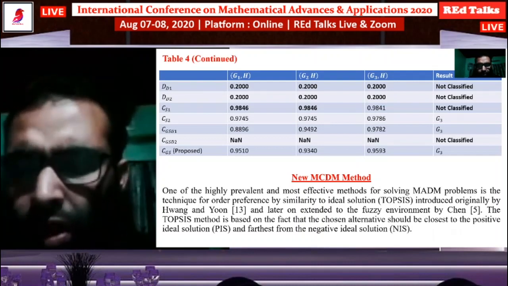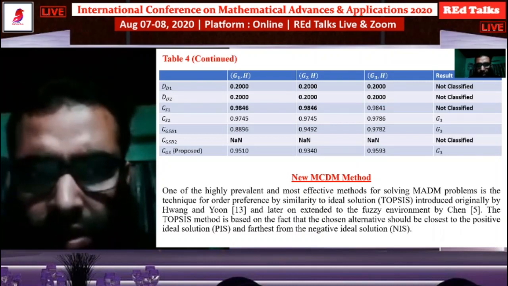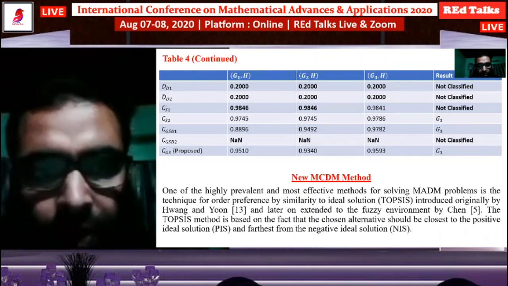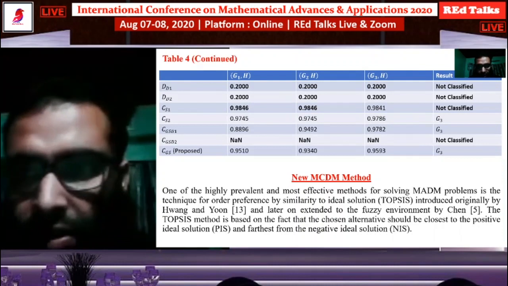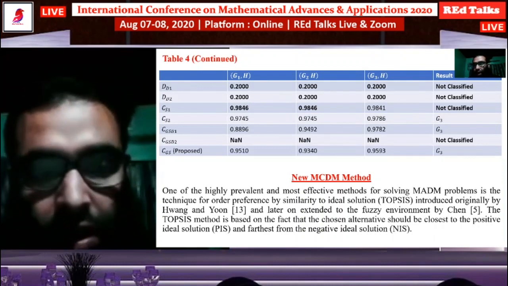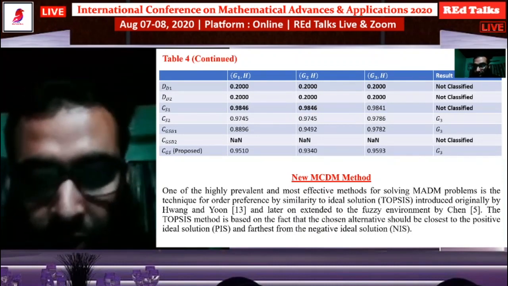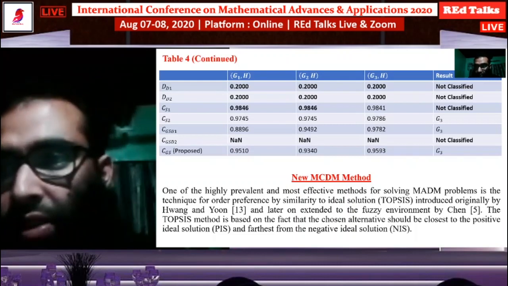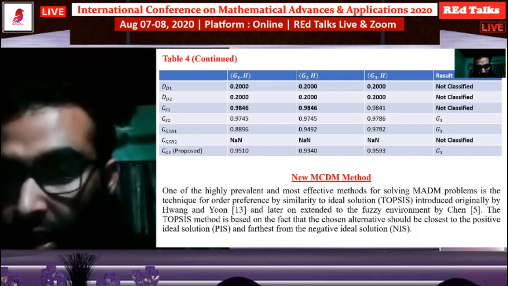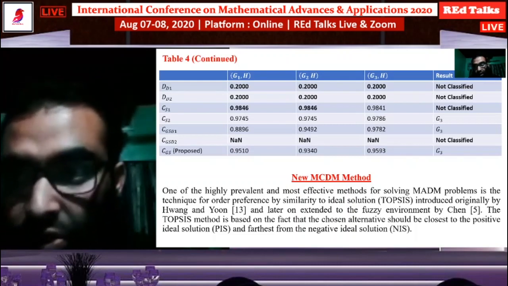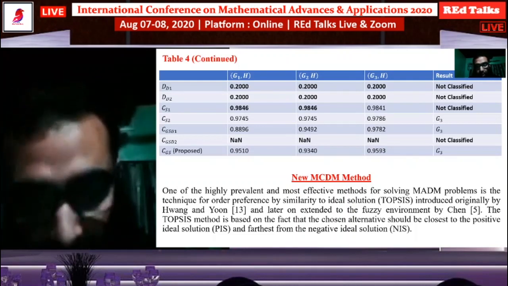There were many more examples related to this, but due to time constraints, we could not produce all the examples here. Then we have shown its application in multi-criteria decision making. Here we have introduced a new MCDM method in the picture physics environment.